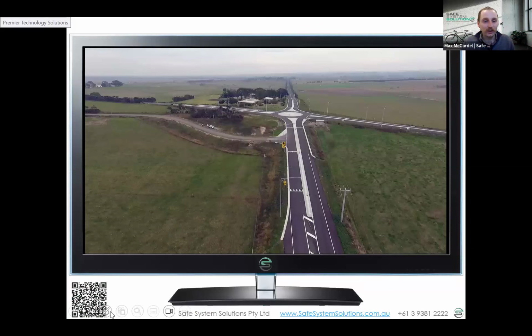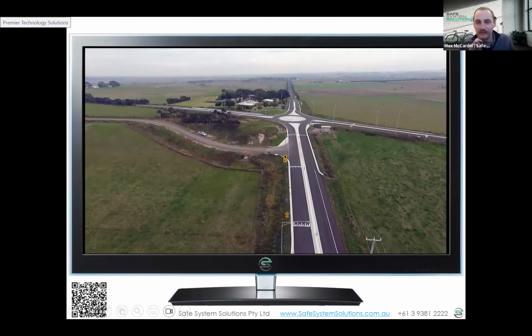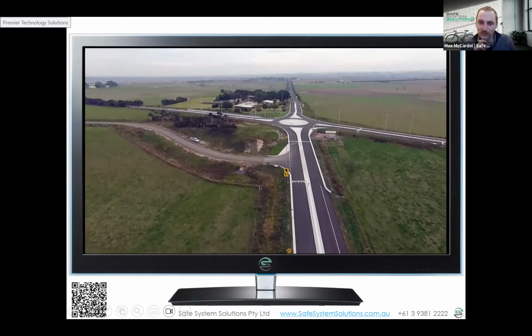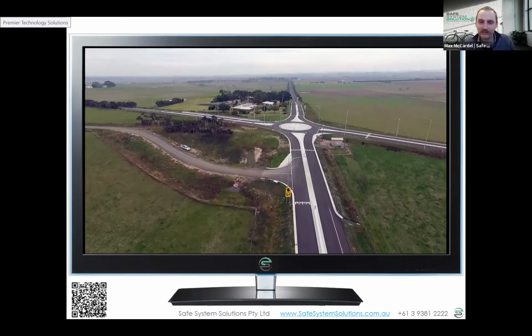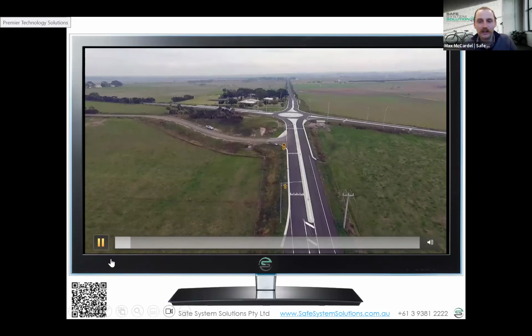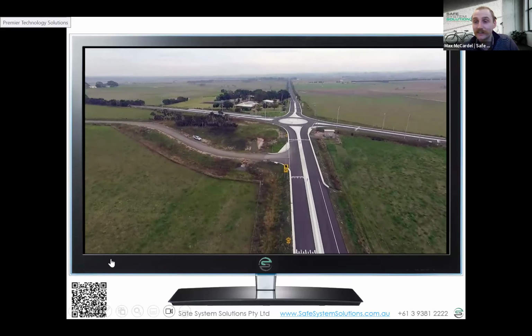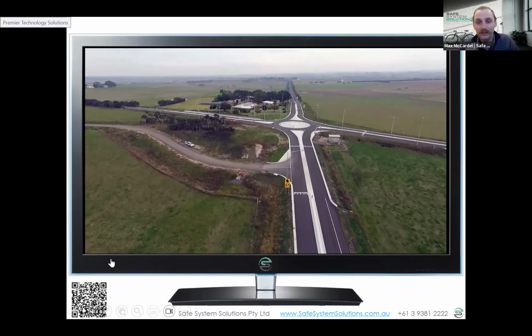I got a little video here that shows a little fly through of this compact roundabout. So we'll have a look at this one. You can see the initial raised platform, and then there's just a straight section. And then there's the additional raised safety platform prior to getting to the circulating area or where the conflict point is.